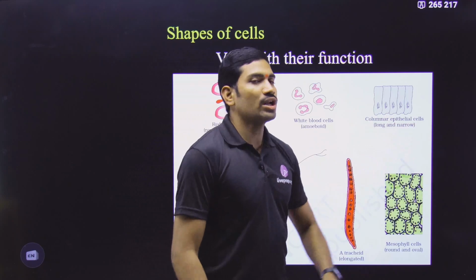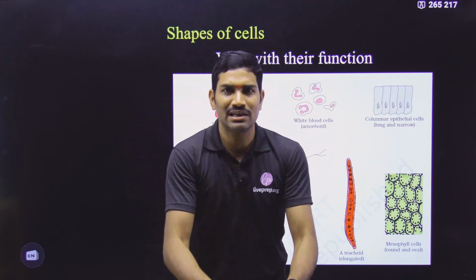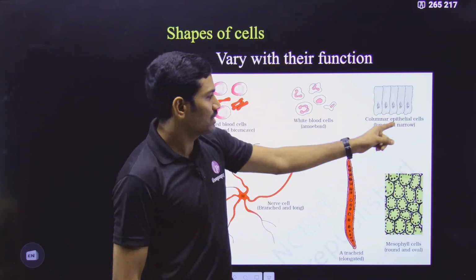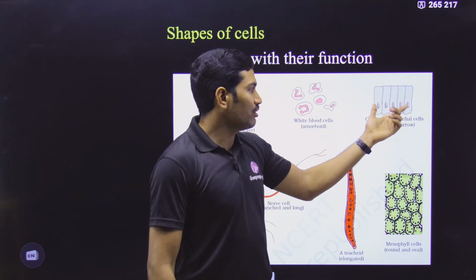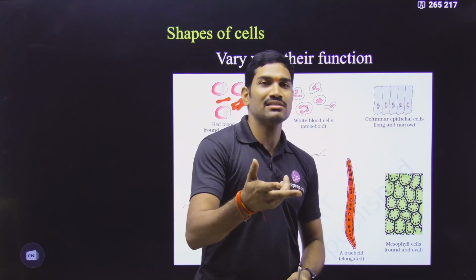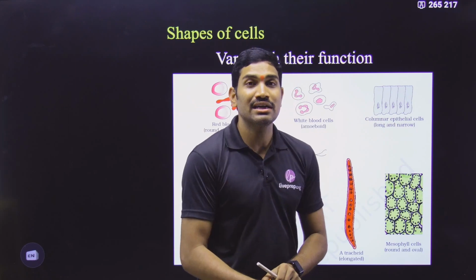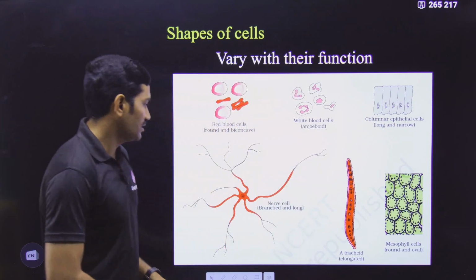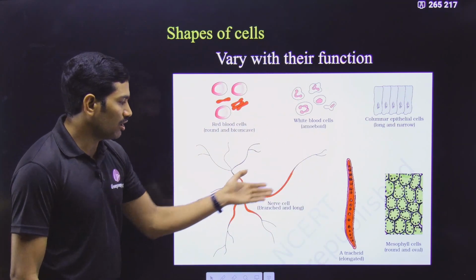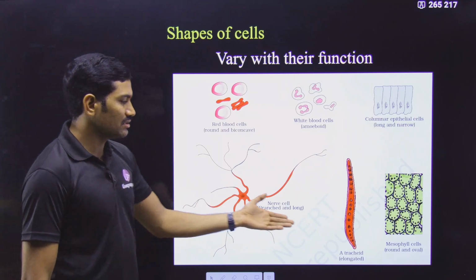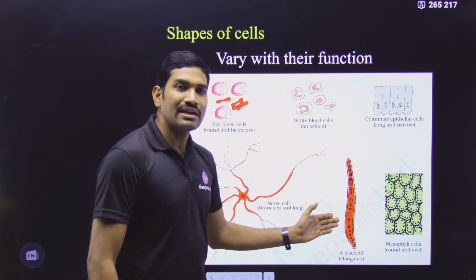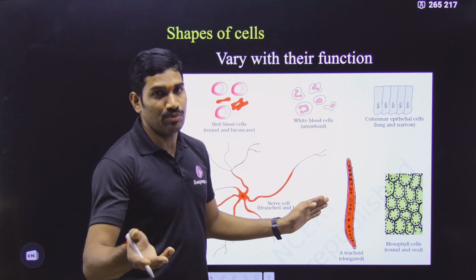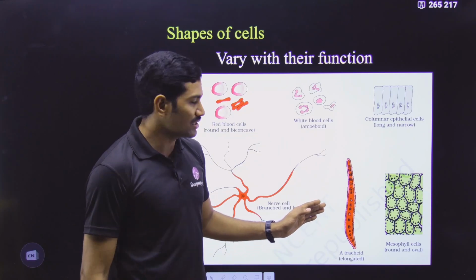Next one, columnar epithelial. Column means what? Pillar-like. So they are long and narrow. This is how they are present. Anyhow, regarding columnar epithelial cells, we will study some points in the animal tissues part. Next one, nerve cells. They are long and branched structures. They are present like this. And the tracheids are like this. They are elongated structures. Regarding the tracheids, you will study under the botany part, in plant anatomy.